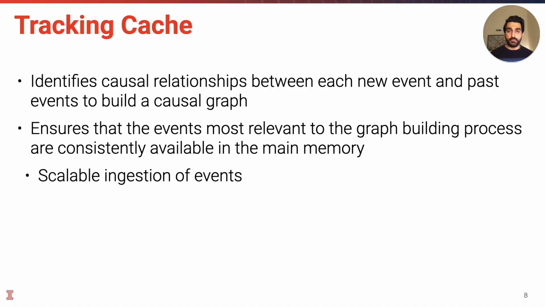As I mentioned before, Swift takes the stream of system logs and identifies causal relationships between each new event and past events in order to build a causal graph. The role of the tracking cache is to ensure that the events most relevant to the graph building process are constantly available in the main memory. This enables Swift to ingest gigabytes of system events in a scalable fashion.